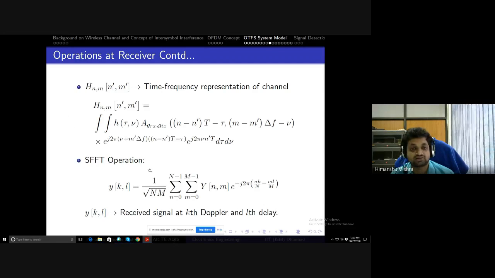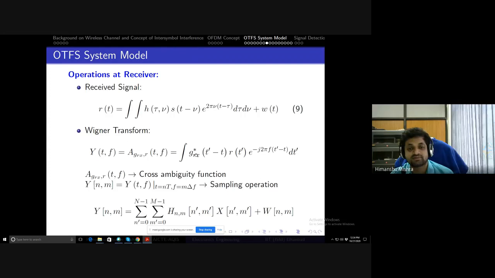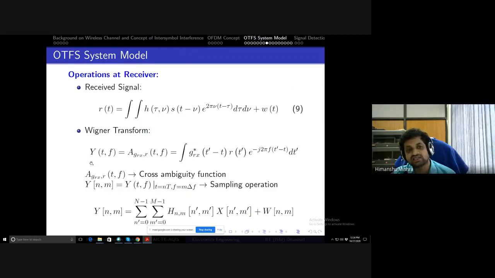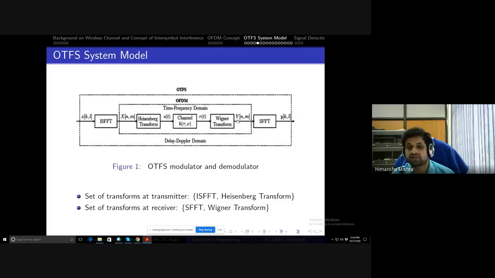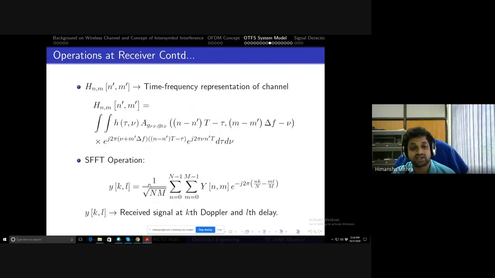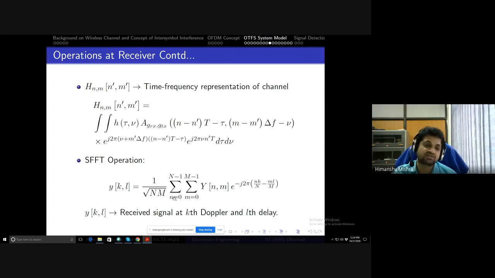By substituting all these mathematical equations, you will get this. This is simply replacing this equation from the previous one. This is the mathematical derivation you will get. So this is the representation of the relationship of how, with delay Doppler, you will get HNM by using the cross ambiguity functions. Next objective: once I have the time frequency domain, I have to get the delay Doppler domain. So I have to use the SFFT operation, which is simply the inverse of the ISFFT operation.